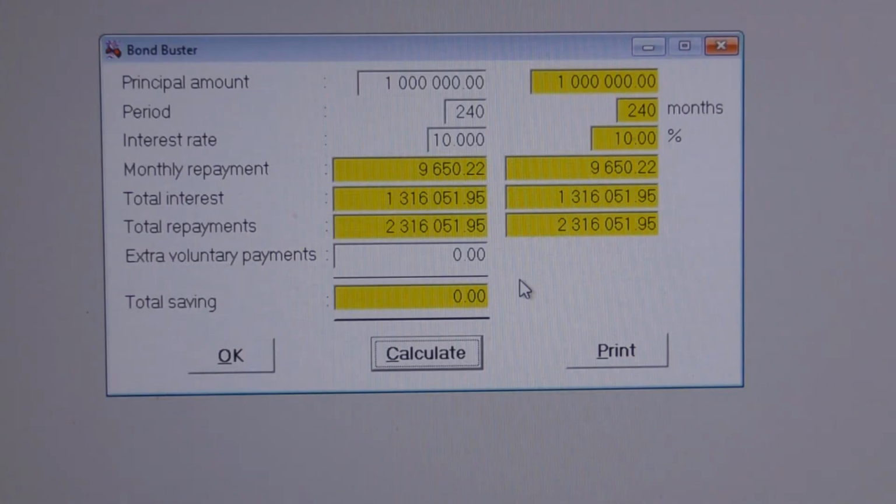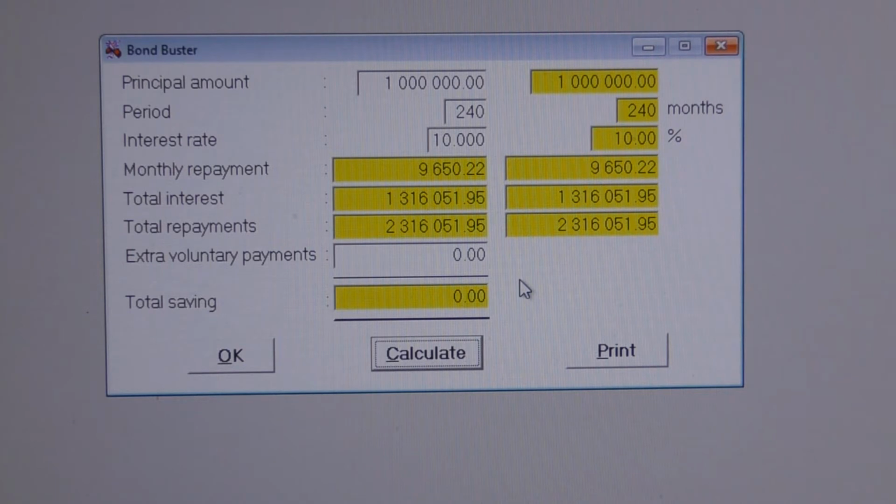The second calculator is a bond buster calculator, which shows how much can be saved by paying extra on top of the regular monthly payment. Our example shows a loan of 1 million rand taken over 20 years at 10% per annum interest. The calculator shows the total interest and total repayments. We can see that with interest we will be paying over 2.3 million for our 1 million rand loan.